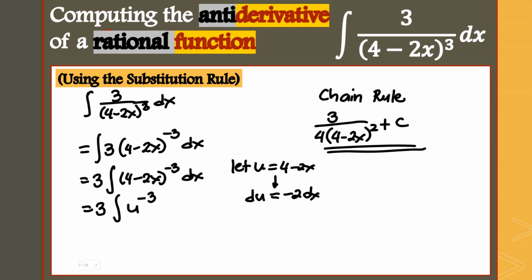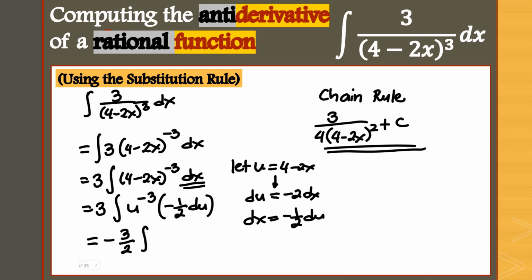But since we would like dx and not negative 2 dx, when we divide both sides by negative 2, you have negative 1/2 du. That is the equivalent form of our dx using the substitution rule. So basically you will have here times negative 1/2 du. Since negative 1/2 is also a constant multiple, moving that out, you will have negative 3/2 times the integral of u to the power of negative 3 du.